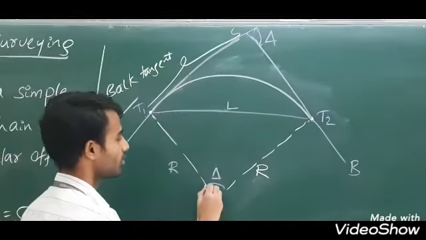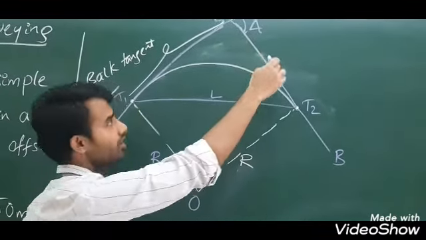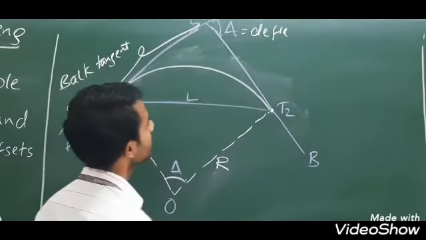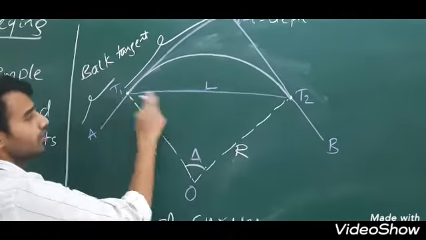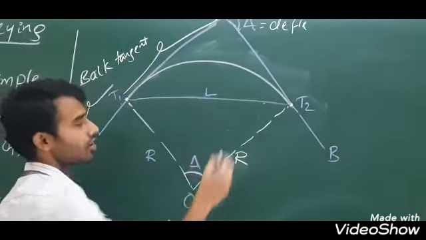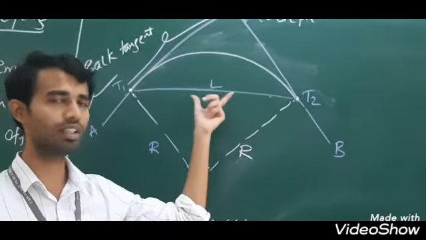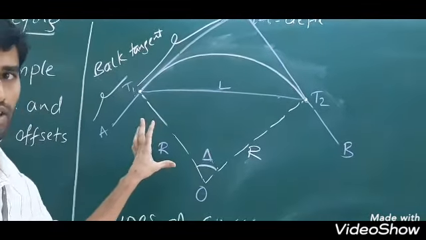This we call the deflection angle delta. This is equal to this. This is the deflection angle. The line joining T1 and T2 we call the long chord. So these are the basic components of the simple curve.